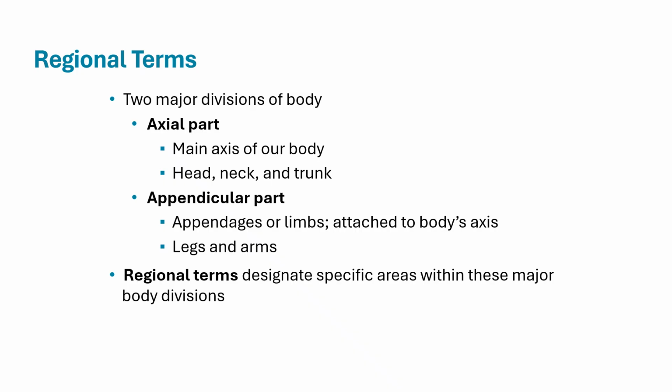Okay, so regional terms. When we talk about the skeleton or the body, we describe it in two ways. We have the axial part, which is our axis of the body, the main axis. This includes the head, the neck, and the trunk, without the arms and legs. Whereas the appendicular part includes only the limbs attached. Okay, so the arms and the legs, not the neck, the head, and the trunk part. So the axial part is basically our center core. The appendicular part is your arms and legs.